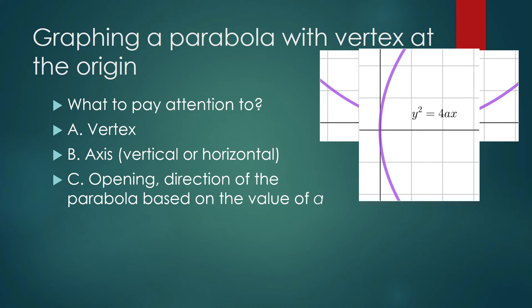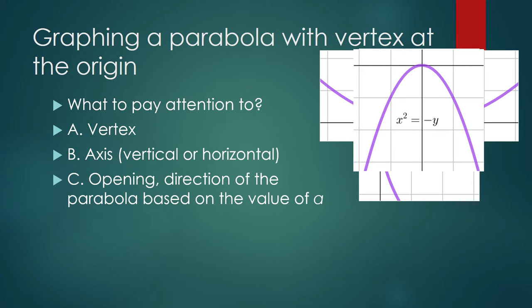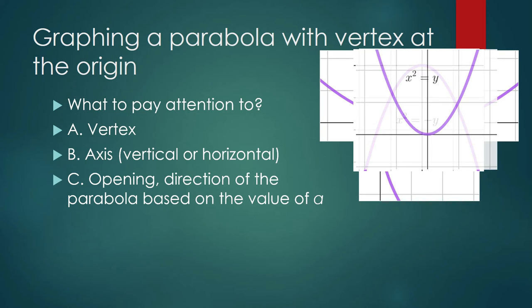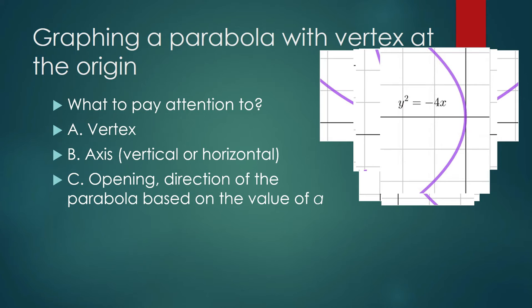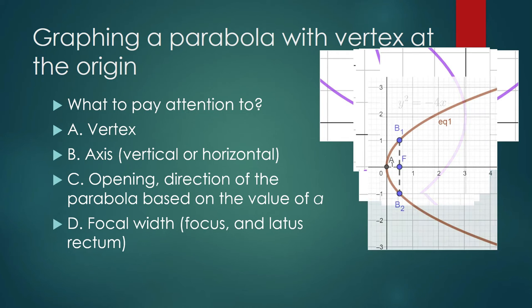We must also pay attention to the direction of your parabola, and we can tell that from the value of a. Let's say, for example, our axis is vertical, a is negative, so our parabola opens downward. On the other hand, if a is positive and our axis is again vertical, our parabola opens upward. So this one is when our axis is horizontal, but a is less than 0. And that one is when our axis is horizontal and our a is positive.